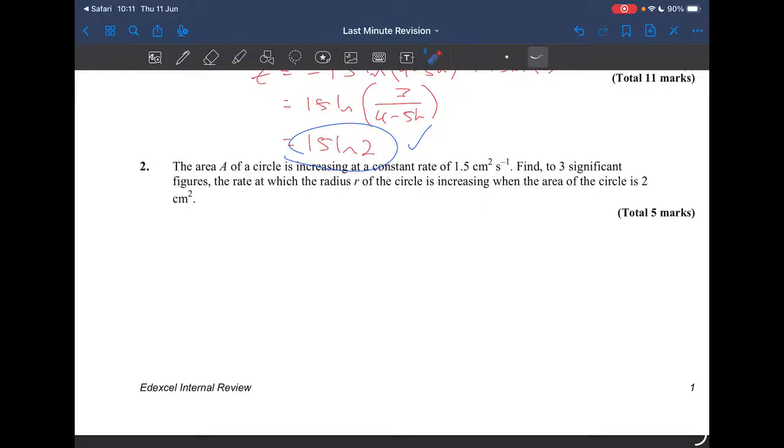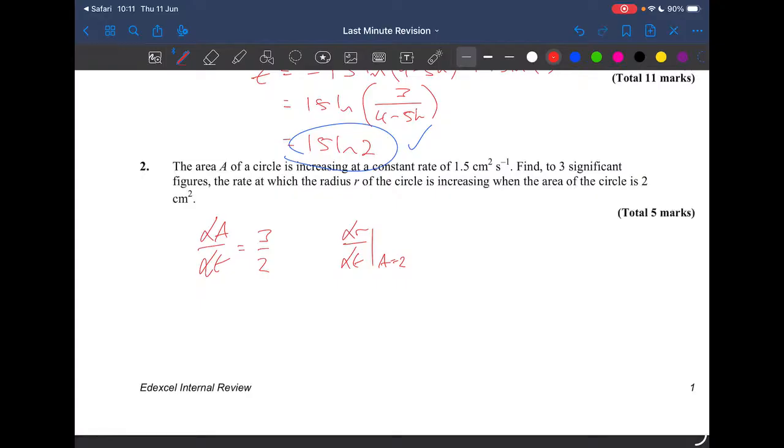So area is increasing at a constant rate of 1.5. So we're going to have dA/dt, which is going to be 1.5, or 3 over 2. And we're going to find the rate at which the radius is increasing when the area is 2. So what we want to find is dr/dt evaluated when the area is 2.